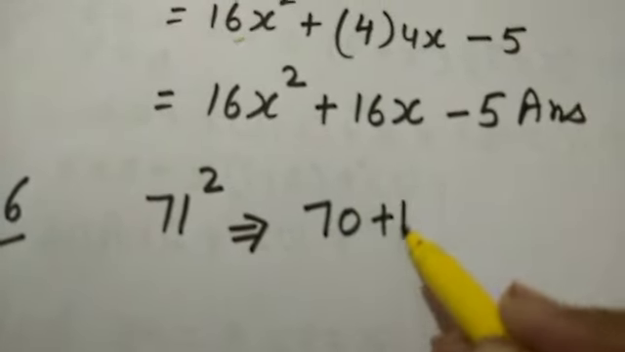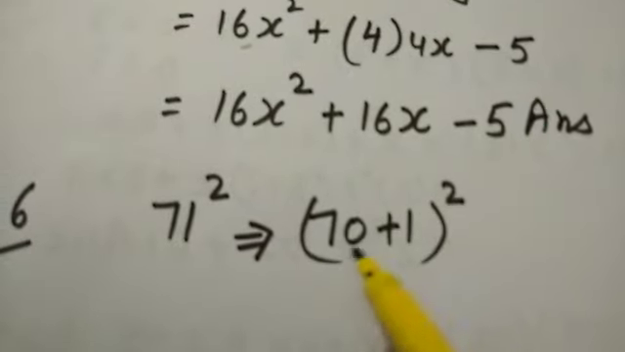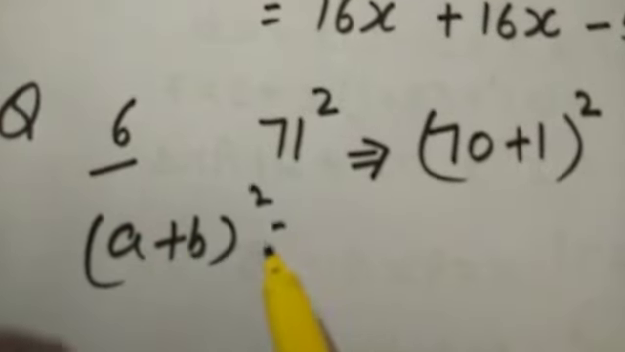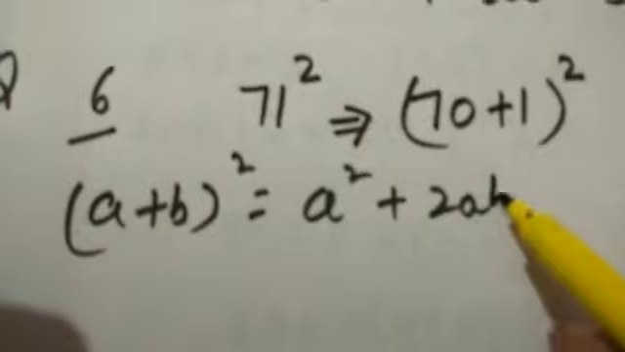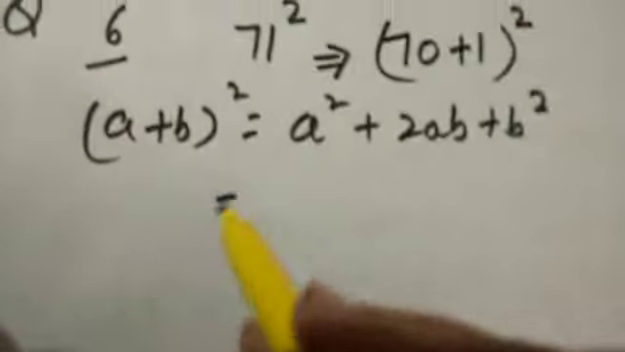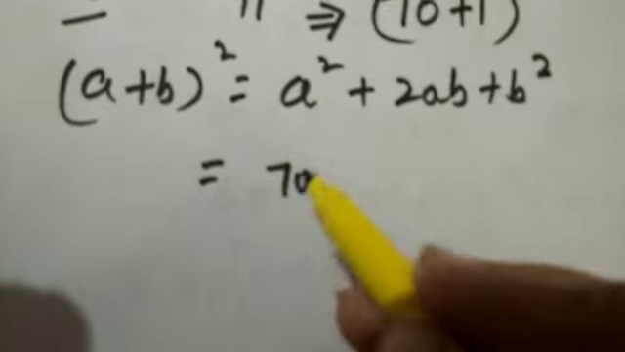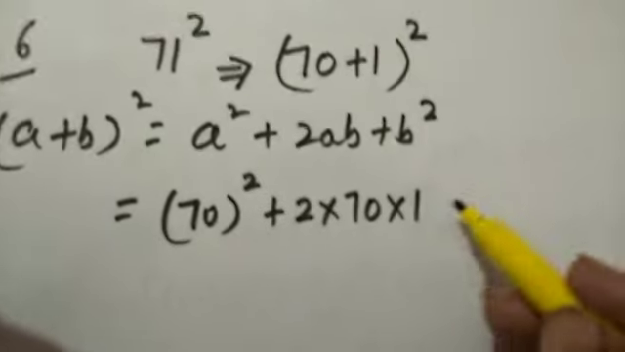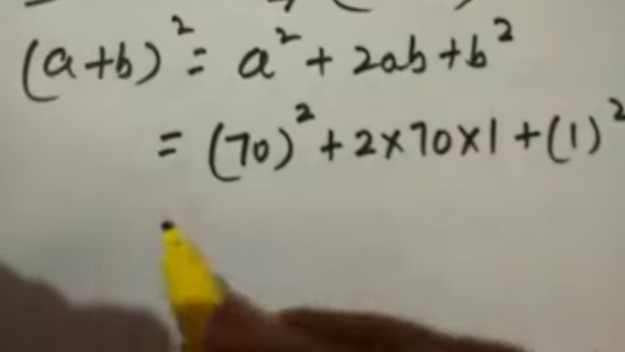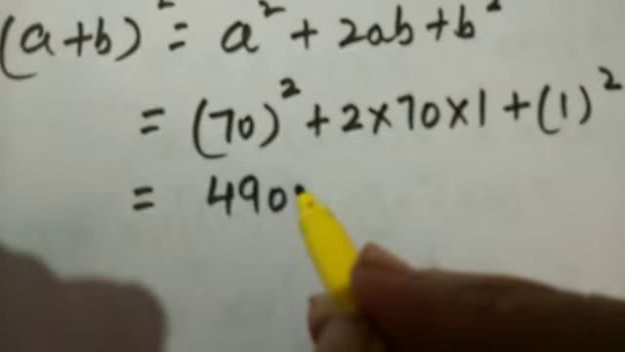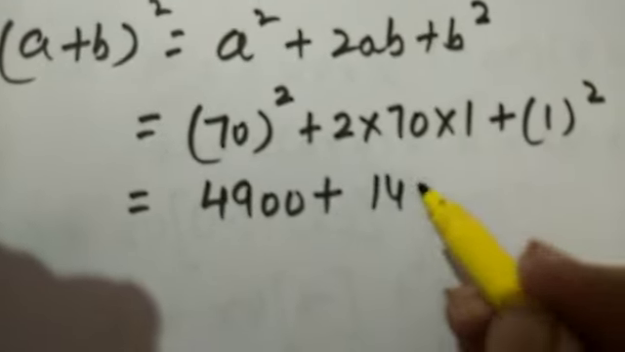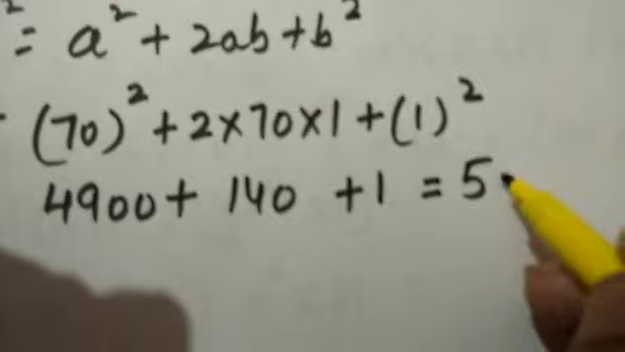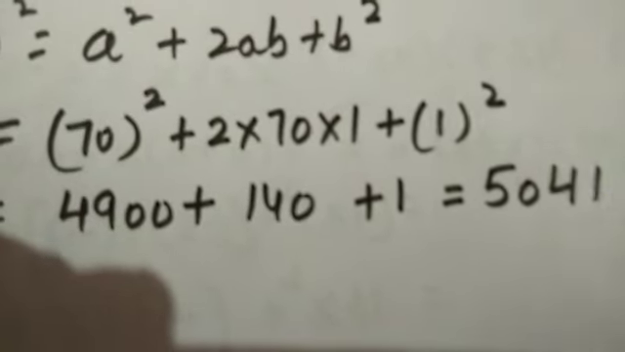This will be (70 + 1)². So we can use here (a + b)², that is equals to a² + 2ab + b². So at the place of a we will be writing here 70², 2 into 70 into 1 plus 1². Now 70² will be 4900 plus 140 plus 1. So the sum of these three will be 5041.